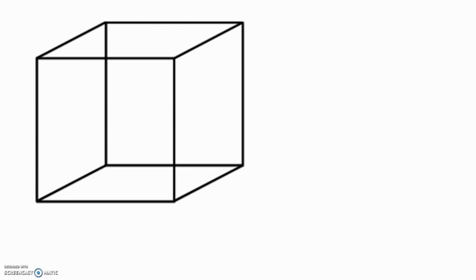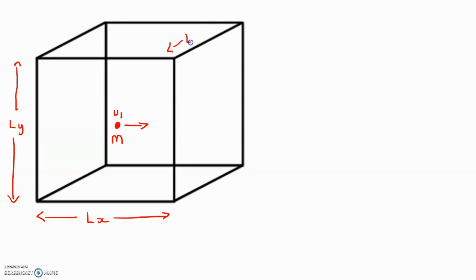We are going to consider a box, a container containing our gas, and we're just going to consider one particle which is moving in the horizontal plane. Here's our particle, moving back and forth in the horizontal plane, and it has a velocity u1 and a mass m. We're going to consider that this box is a cube with dimensions Lx, Ly and Lz.